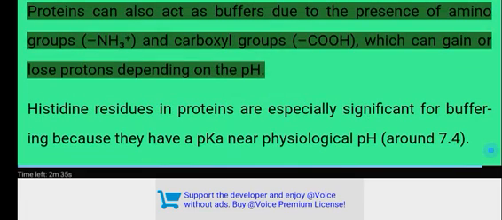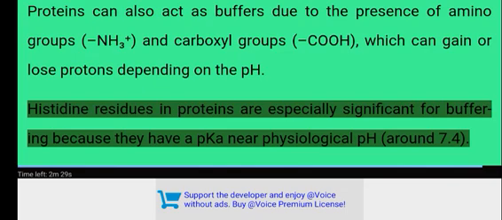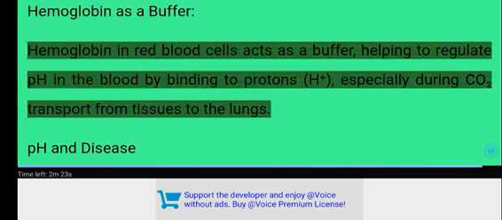Protein buffering. Proteins can also act as buffers due to the presence of amino groups, NH2, and carboxyl groups, COOH, which can gain or lose protons depending on the pH. Histidine residues in proteins are especially significant for buffering because they have a pKa near physiological pH, around 7.4. Hemoglobin is a buffer. Hemoglobin in red blood cells acts as a buffer, helping to regulate pH in the blood by binding to protons, H+, especially during CO2 transport from tissues to the lungs.